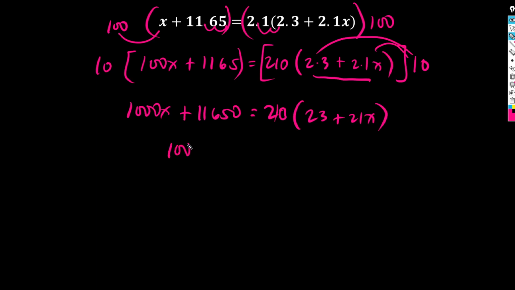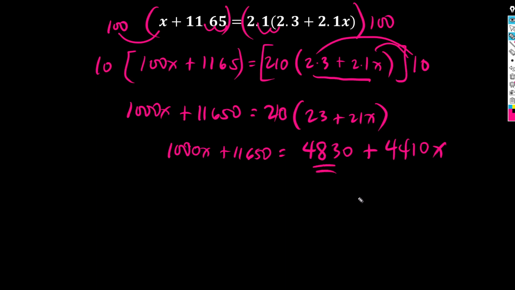I have 1,000x plus 11,650 on the left. And then you go, i-calculator ko na to para di tayo matagalan. 210 times 23. That is 4,830 plus, that's 210 times 21. That's 4410. 4410x. Oh, diba?